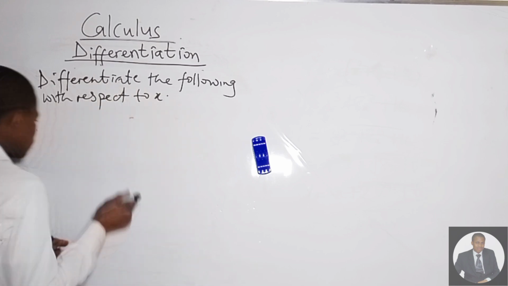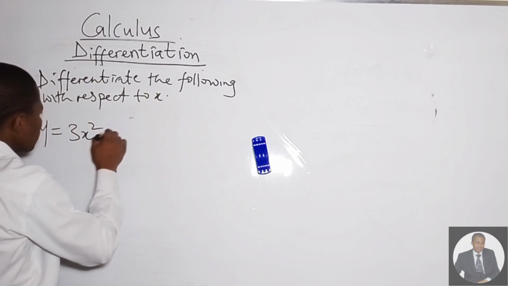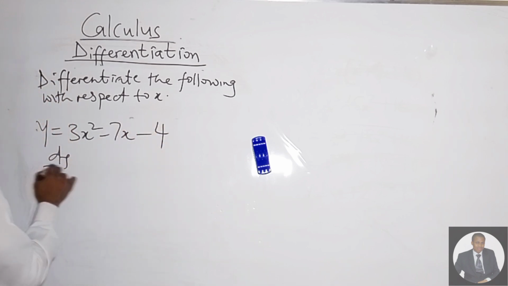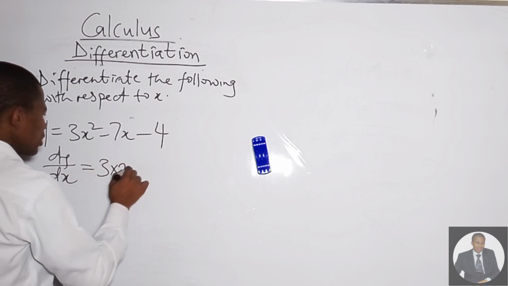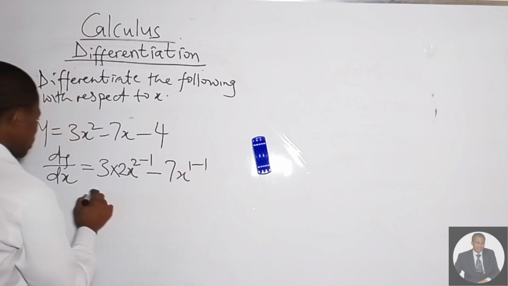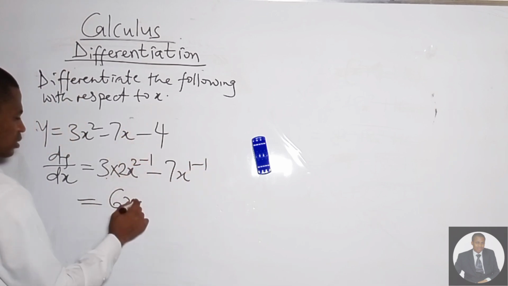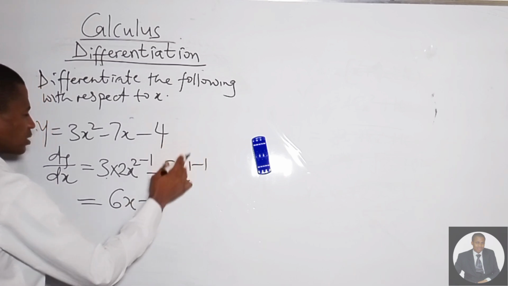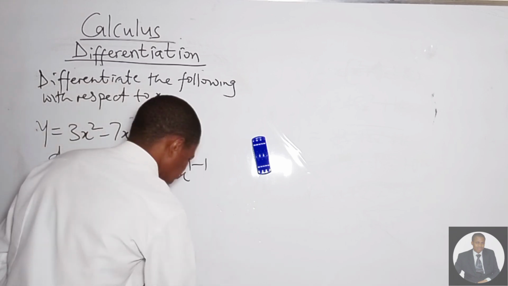Another question. y equals 3x squared minus 7x minus 4. So dy/dx will be 3 times 2x, 2 minus 1, minus 7x, 1 minus 1. So that will be 3 times 2, 6x, 2 minus 1, 1, minus 7. Because 1 minus 1 is 0, x raised to power 0 is 1. So our answer will be 6x minus 7.